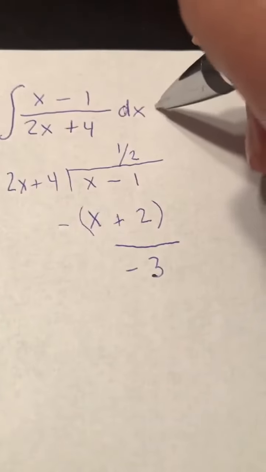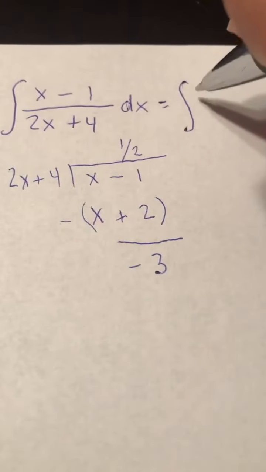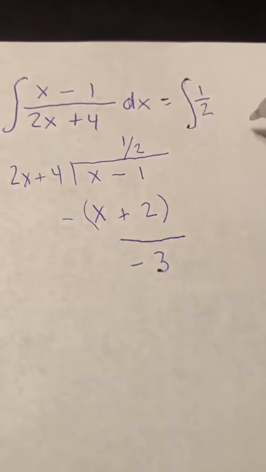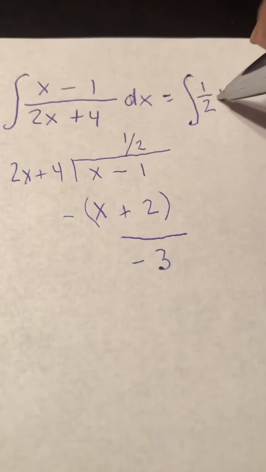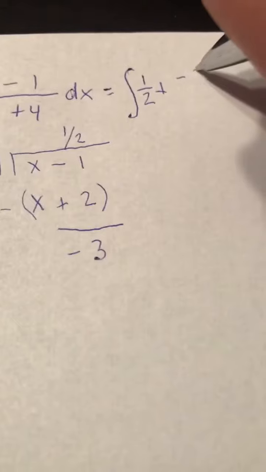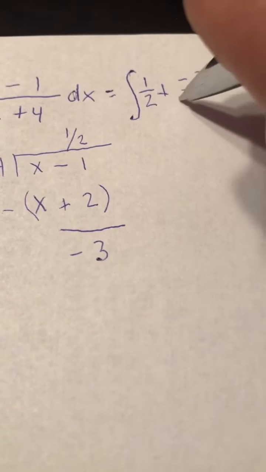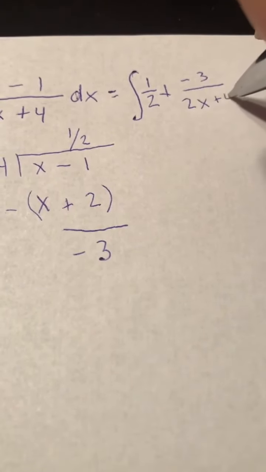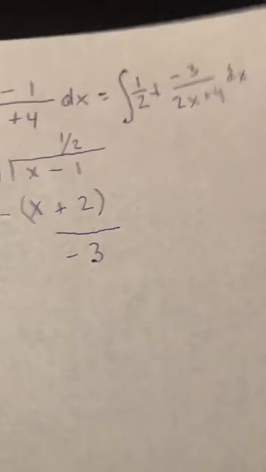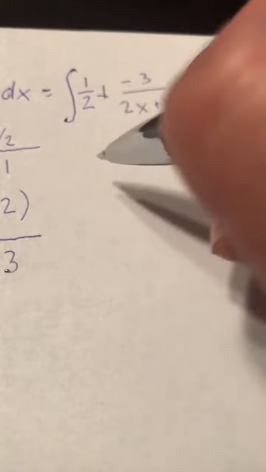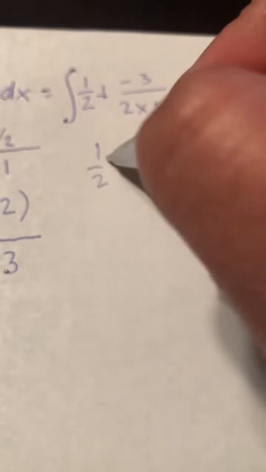So what you're going to write over here is the 1/2, because that was the term you got, and then the remainder is always the number over what you divided by. And then you take the antiderivative of that. So the antiderivative of 1/2 is 1/2 x.